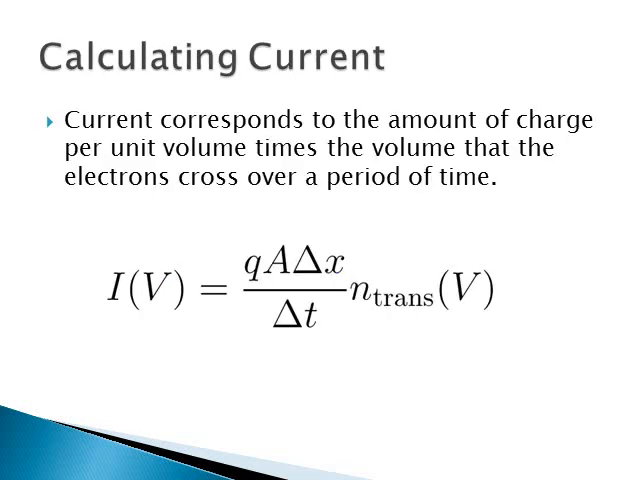Simulations so far have been for a single electron at a single energy, but in reality, semiconductors have many electrons at many energies. To calculate the total current through the device, one must know the number of electrons per unit volume, N, the charge per electron, Q, the cross-section area of the diode, A, the distance that each packet travels, delta x, and the time it takes to go that distance, delta t.